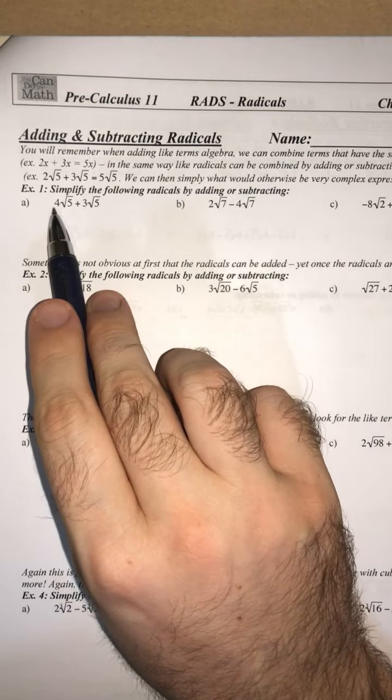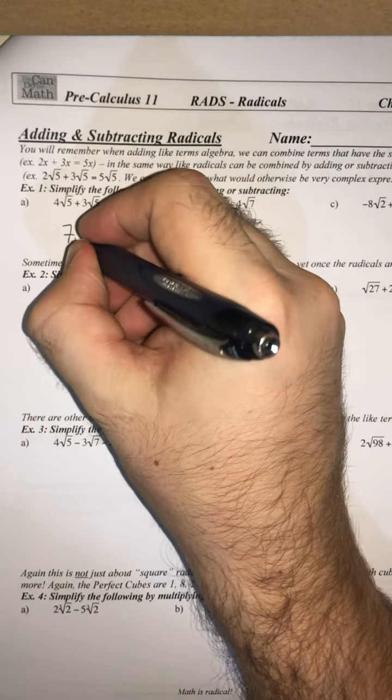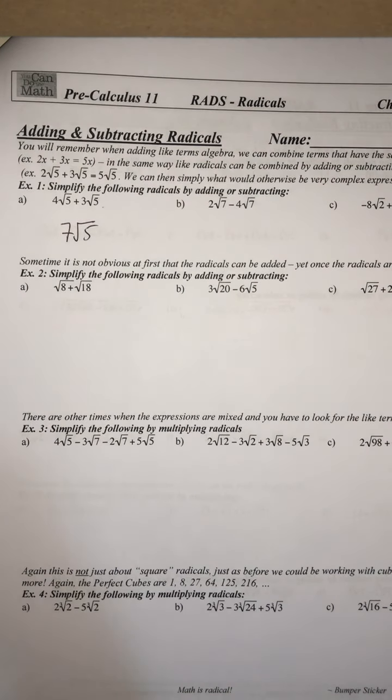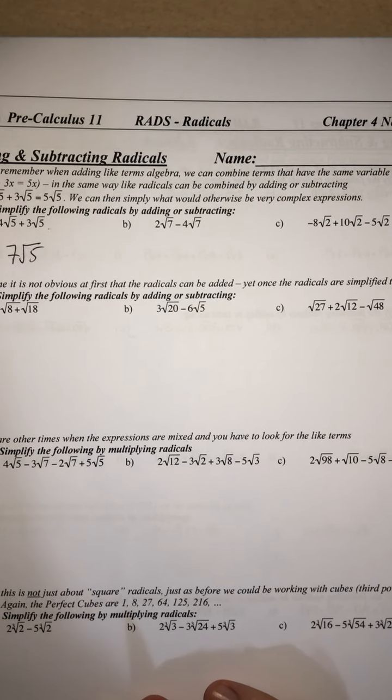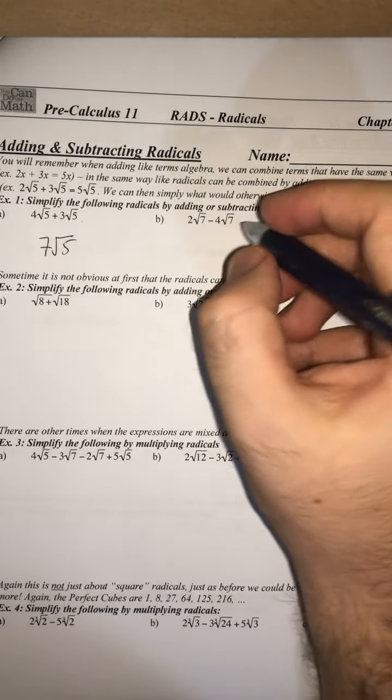We are simply dealing with how many we have. So for something like this, you've got 4 root 5 plus 3 root 5. The root 5 doesn't change. I simply add them. 7 root 5. That's it. I had 4 of them, I add 3 more, you end up with 7. Looking at the next one here. So 2 root 7 minus 4 root 7.